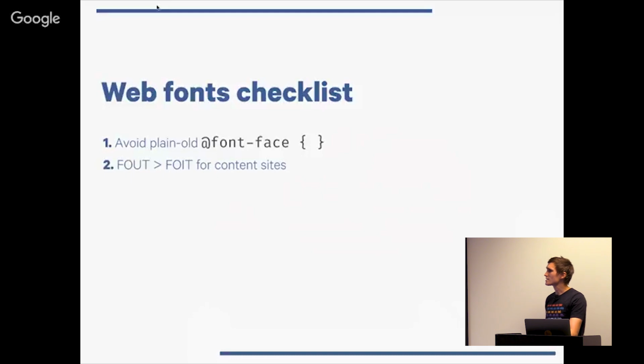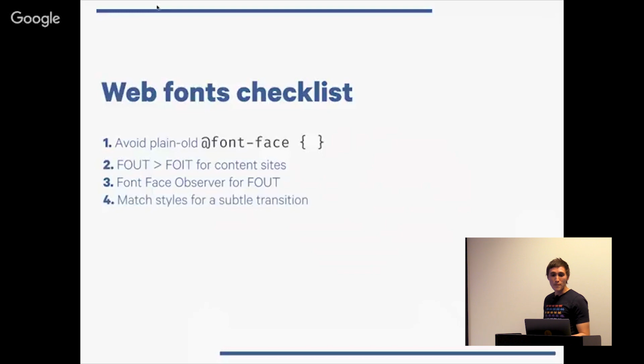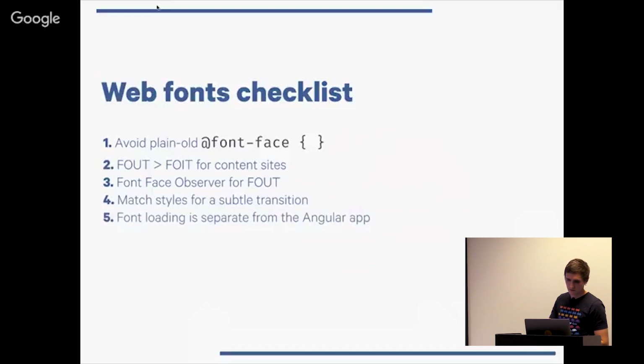And also, if you're building content sites, you would rather have the flash of unstyled text than the flash of invisible text, because if you can get that matching really well, then they're not just looking at the skeleton of your app. If you're a content site, a blog, or a news site, they want to see the words immediately. If they don't see the words, they're like, why am I here? To do the flash of unstyled text, you use Font Face Observer. Match styles for a nice subtle transition.